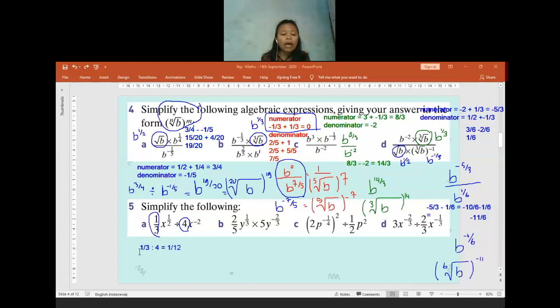Now for the letters, we have x to the power of 1 per 2 divided by x to the power of negative 2. When it is division, it means we can subtract the power. So for the power of x, you can do a half minus negative 2. So a half minus negative 2 will be a half plus 2, so it will be 5 by 2.